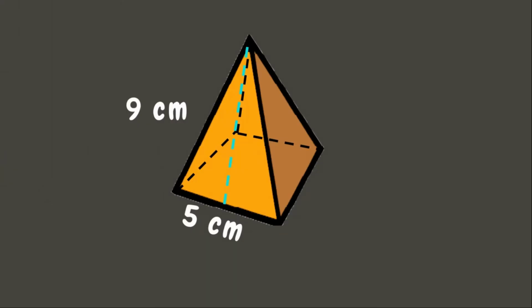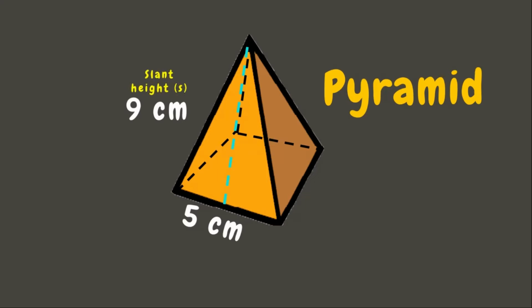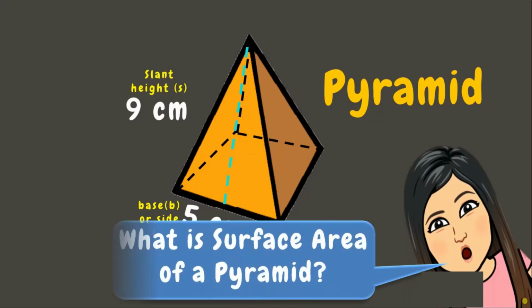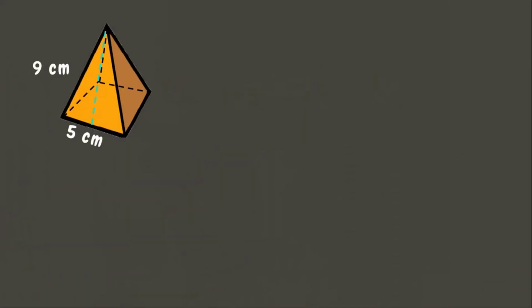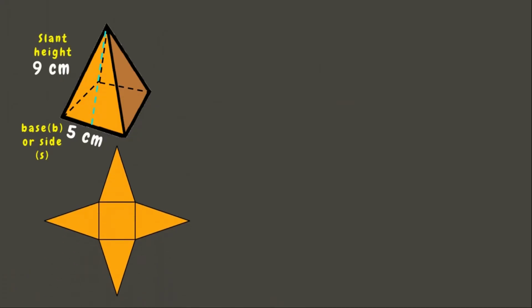We have here a pyramid whose slant height measures 9 centimeters, while the side of its base, or the base of its triangle, measures 5 centimeters. Now let us try and find out its surface area. To find its surface area, first let us unfold this and determine its bases and lateral faces.